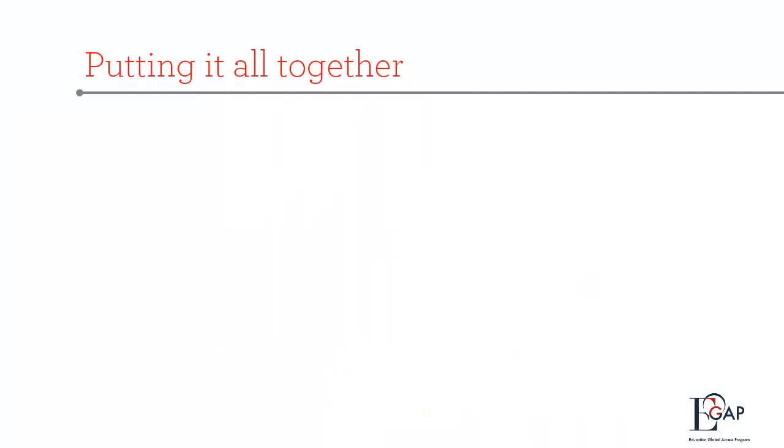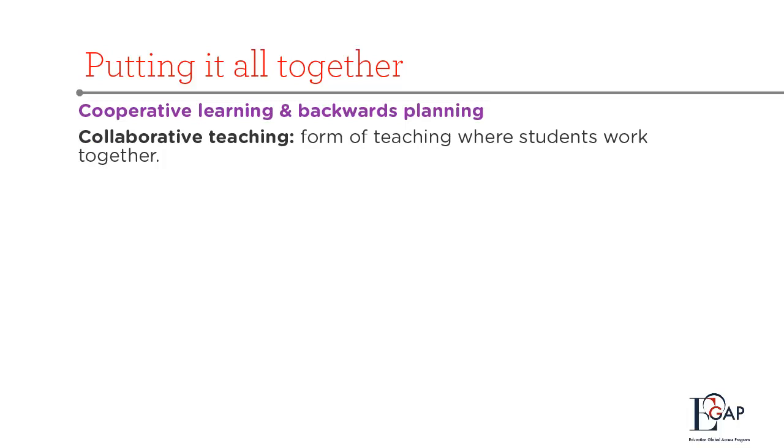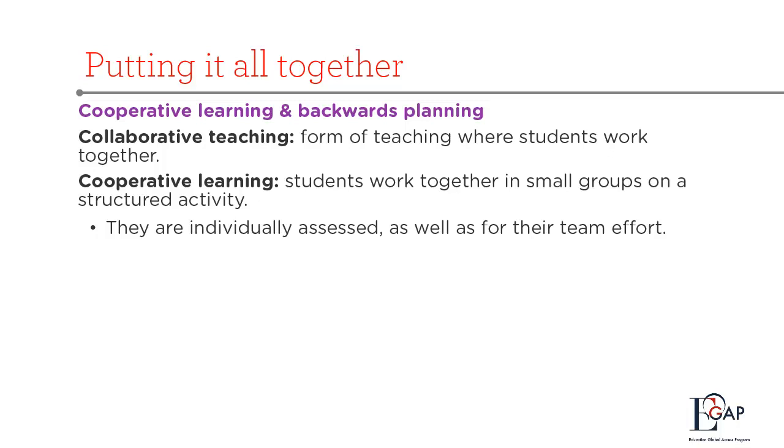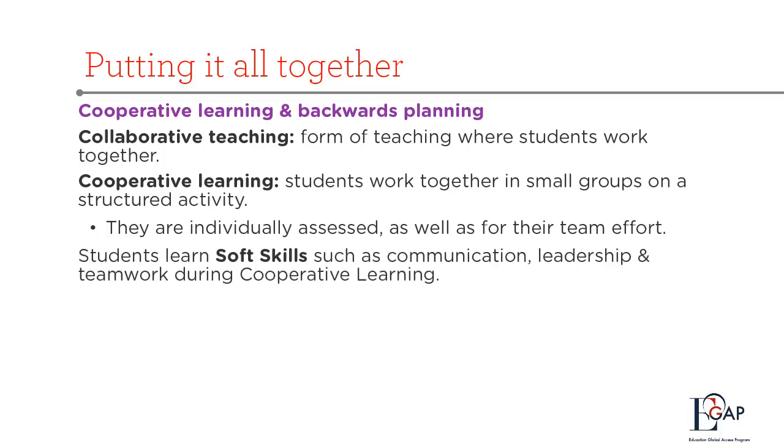Let's review. In this lesson, you learned about cooperative learning and backwards planning. You learned that collaborative teaching is a form of teaching where students work together rather than on their own. Cooperative learning is a specific kind of collaborative learning where students work together in small groups on a structured activity. They are individually accountable for their work, and the work of the group as a whole is also assessed. Cooperative groups work face-to-face and learn to work as a team. You learned that students learn soft skills such as communication, leadership, and teamwork during cooperative learning.